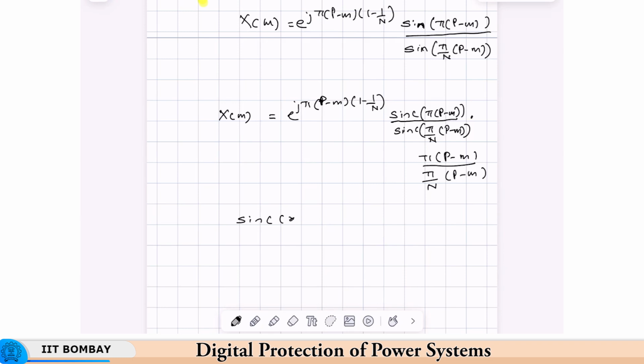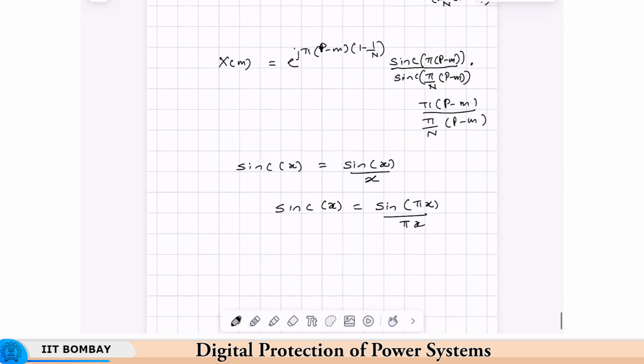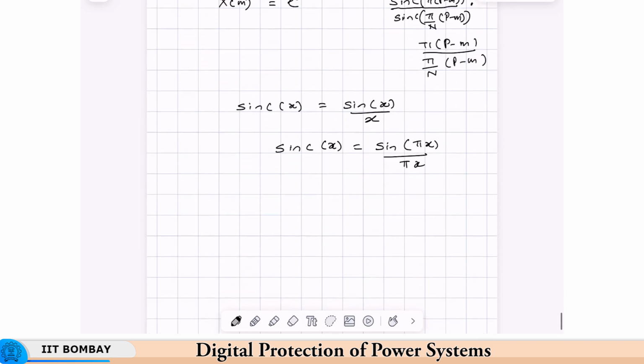Some of you may be aware of sinc x, but the definition of sinc x is sin of x upon x. Or if you follow the MATLAB kind of definition, then MATLAB defines sinc x as sin of pi x upon pi x. You can use either definition, both are equivalent. Okay. So, now just a few properties of sinc x, since we are on that right now.